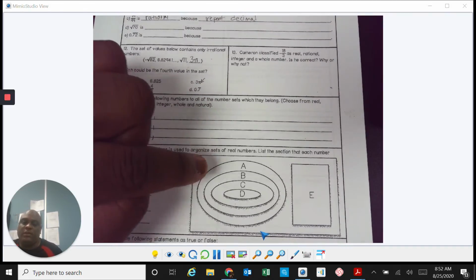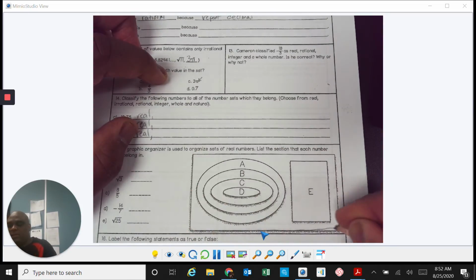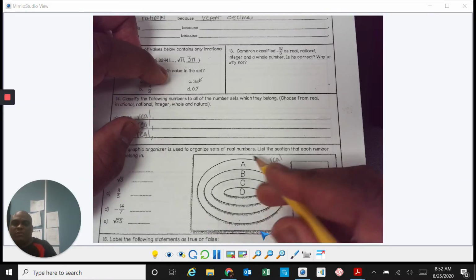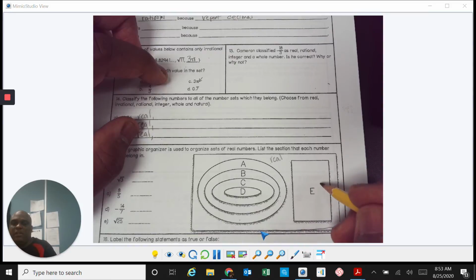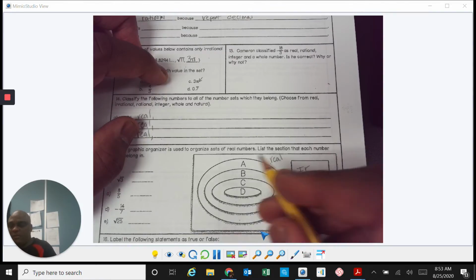Same thing with here. Right? This whole entire box is the real number system. Right? These are your rational numbers. Remember, rational has subsets, so A will be rational. You have to fill them in now. This will be your irrational set.